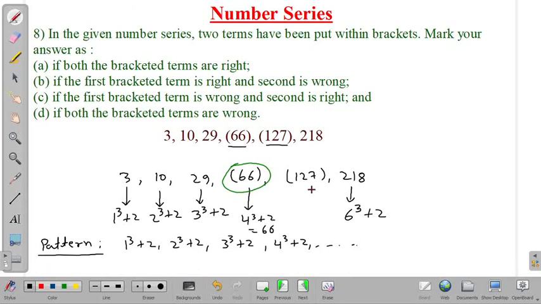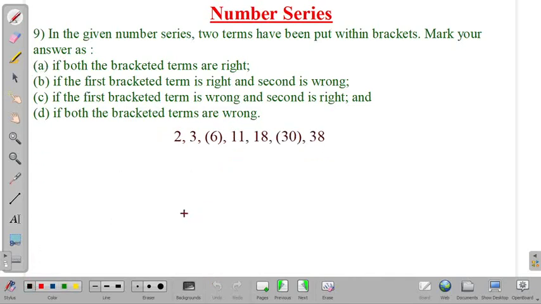Then we will take 127. If we take 5 raised to the power 3 plus 2, it will be equal to 125 plus 2, that is 127. So again our 127 term is correct. Okay, so all the bracketed terms are correct, so our correct option will be option number A. Now we will discuss the next problem.